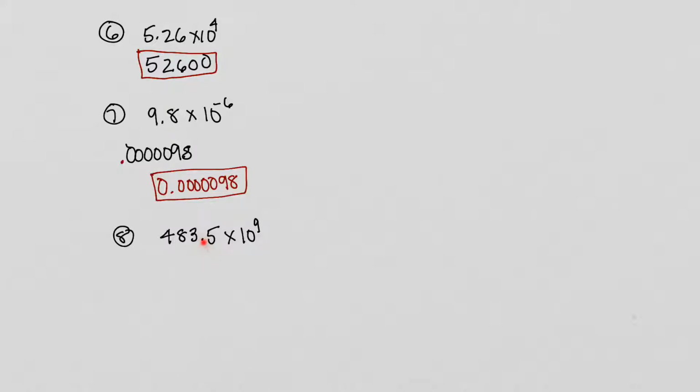But it looks like we didn't go far enough. We need to go, just up here is 9, we need to go 10, 11. So let's fix this. We're going to write this now as 4.835 times 10 to the 11th.